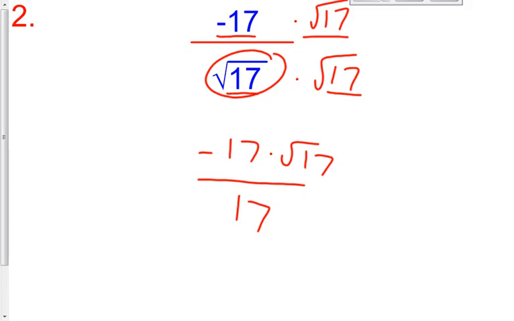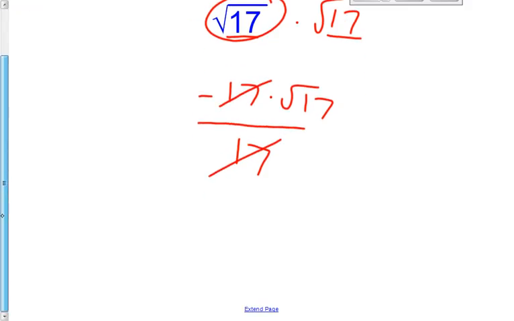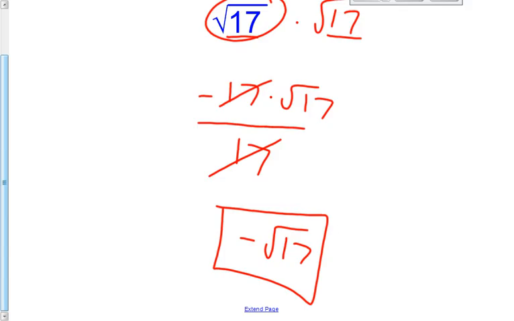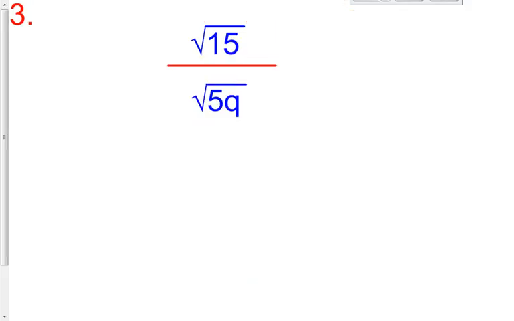So now we can simply reduce. 17 divided by 17 is 1, so all we have is the negative square root of 17. This is our answer for number 2, negative square root 17. Moving on to number 3, we're now throwing in a variable in our denominator.